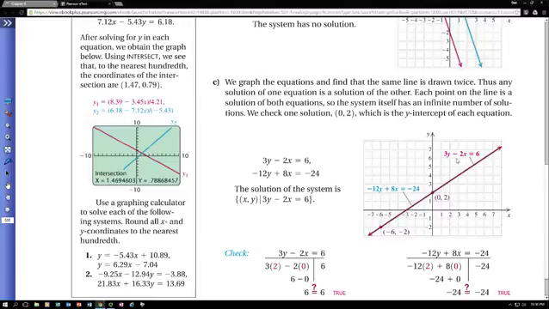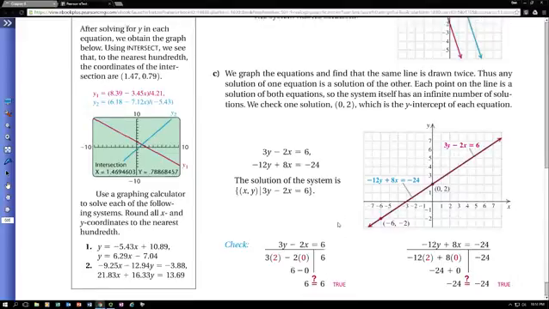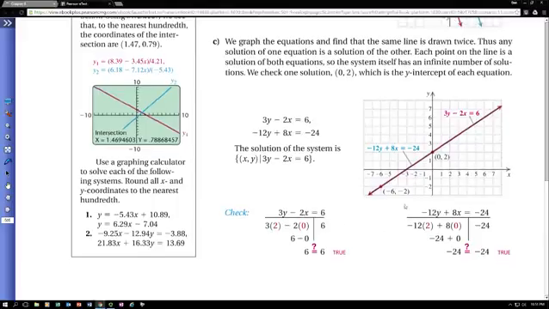I can basically take -1/4 times both sides of this equation, and I'm going to end up exactly with that same equation. That's what's going on here. If I test points here, I could put the ordered pairs in, and it's going to say, hey, it makes them both true.